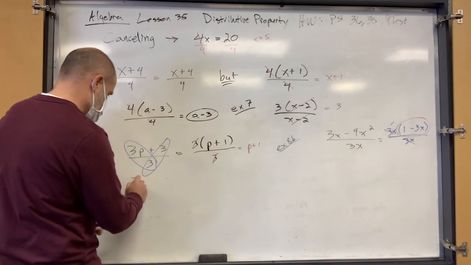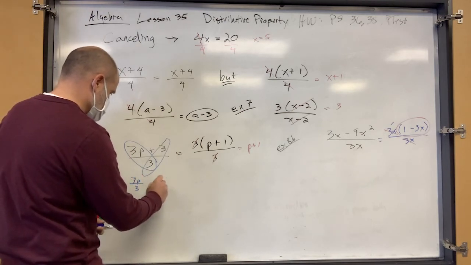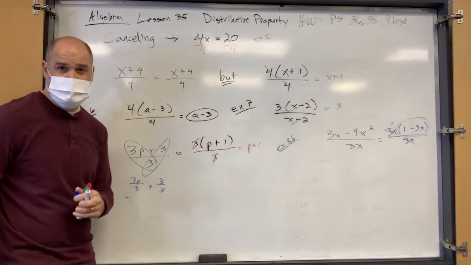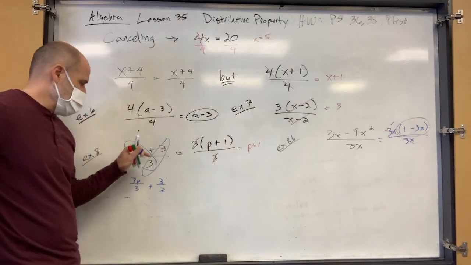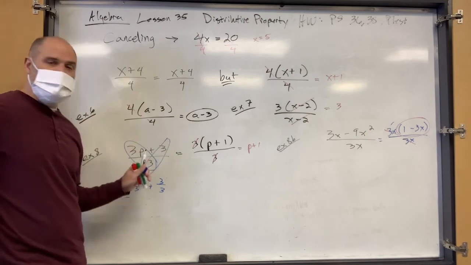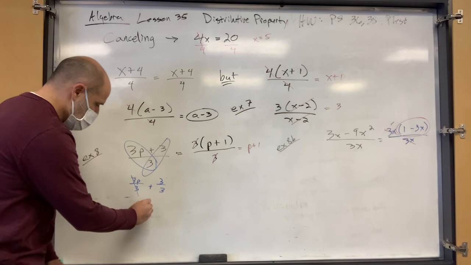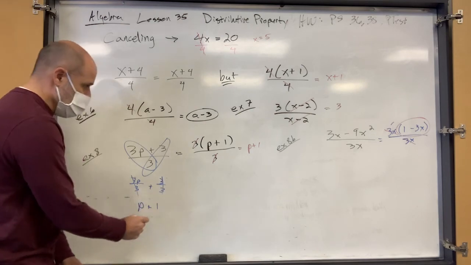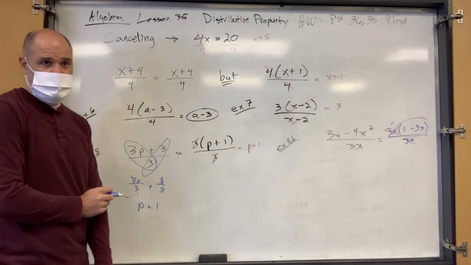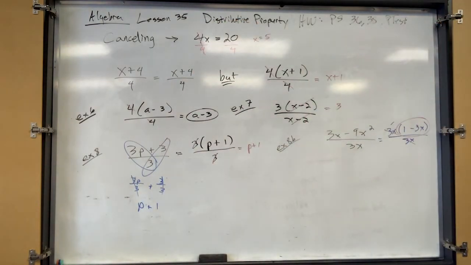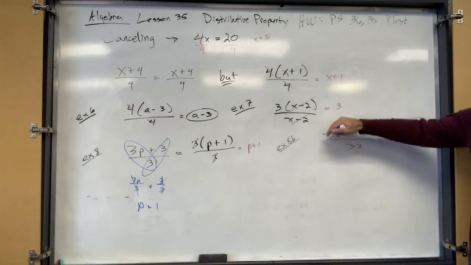So 3p over 3 plus 3 over 3. This is kind of like the distributive property of division. So you're not just dividing one of these by 3, you're dividing the whole thing by 3. So what are you left with? You're left with p plus 1. Same answer. I was actually shocked that worked. I was like, whoa! All right, so you can do the same thing here too.